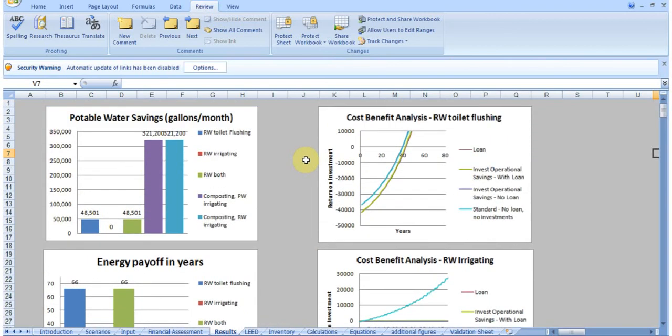The EEAST results page has been designed in order to provide as much information as possible for the user to implement or forego any of the scenarios outlined within the model.